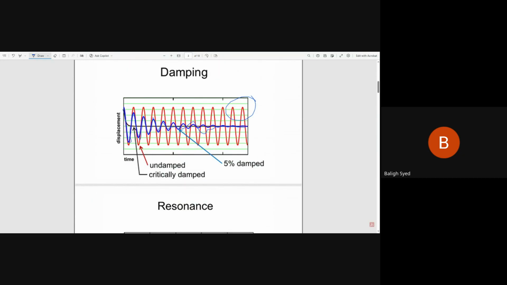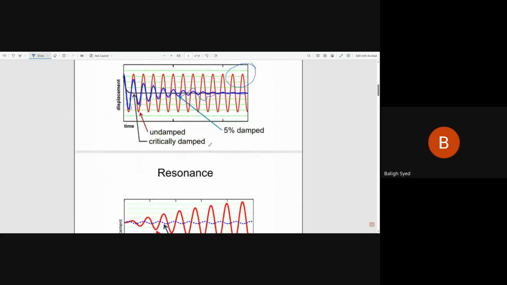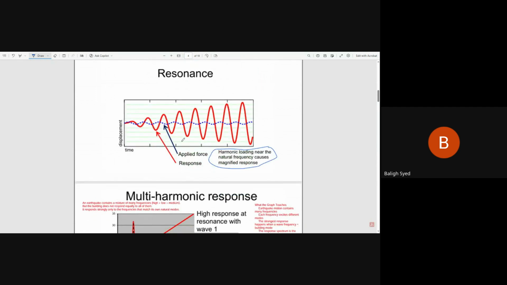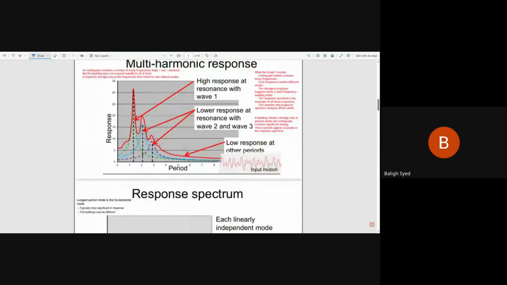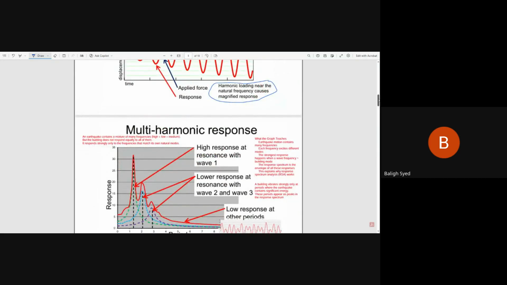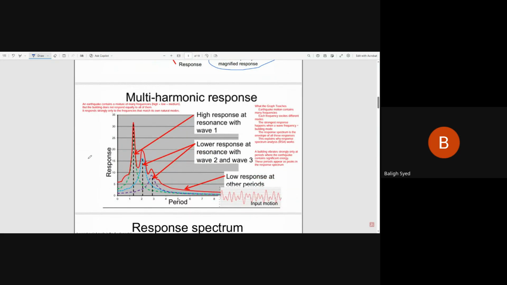What is important, if you are in my companionship, if you are in my friendship, I always say to you, try to understand the meaning of the words, try to understand the concept and philosophy of the words, right? So the next concept is damping. Third concept is resonance, as you can see over the screen. And now look at this, it is very important: multi-harmonic responses.